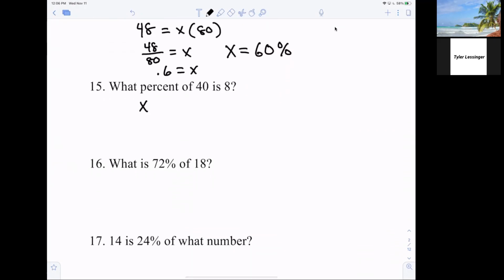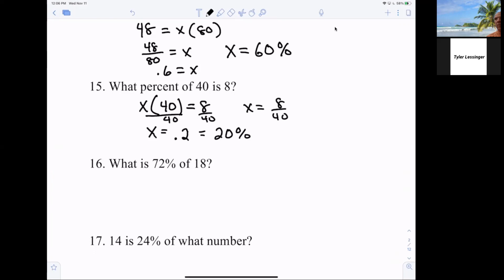So now, what times 40 equals 8? Divide by 40, and no, it's not 5. Because you're doing, again, 40 divided by 8 instead of 8 divided by 40. What is 8 divided by 40? 0.2, which is the same as 20%. So when you divide by 40, x equals 8 divided by 40. Right? You good?